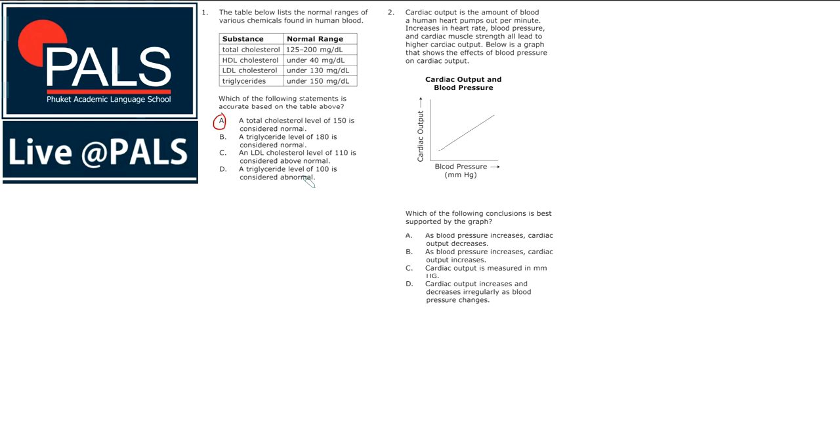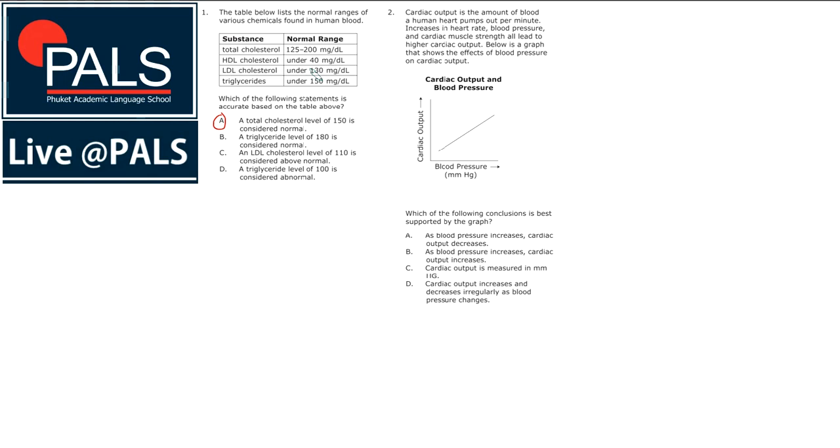If we have a look at the answers, first of all, A: 150 is in the normal range. It's between 125 and 200. For B, a 180 triglyceride level is not considered normal. It's above 150, so it's abnormal. For D, it's the opposite. 100 is normal because it's under 150, so it's not abnormal. And C, an LDL level of 110 is considered above normal? No, because it is still below 130. So the correct answer here is A.